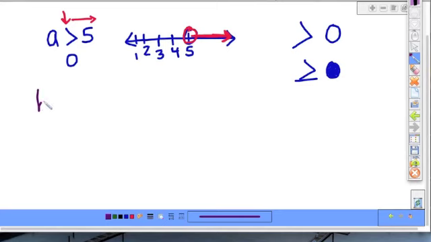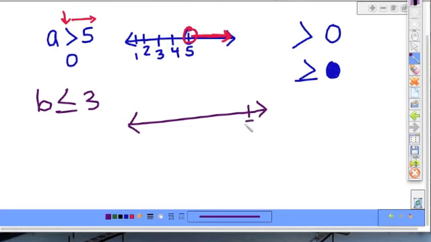What if we had b is less than or equal to 3? All right, so I'm going to draw my number line. Hopefully yours is a little straighter than mine. And I'm just going to start here and count back. Okay. Well, now this is a symbol here that has an equal to, which means our circle is going to be colored in. So I'm going to put my dot at 3 and color it in.